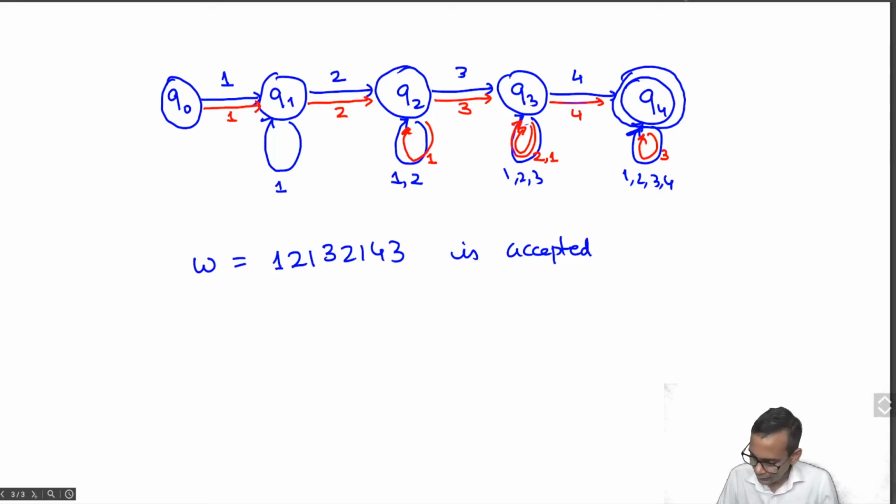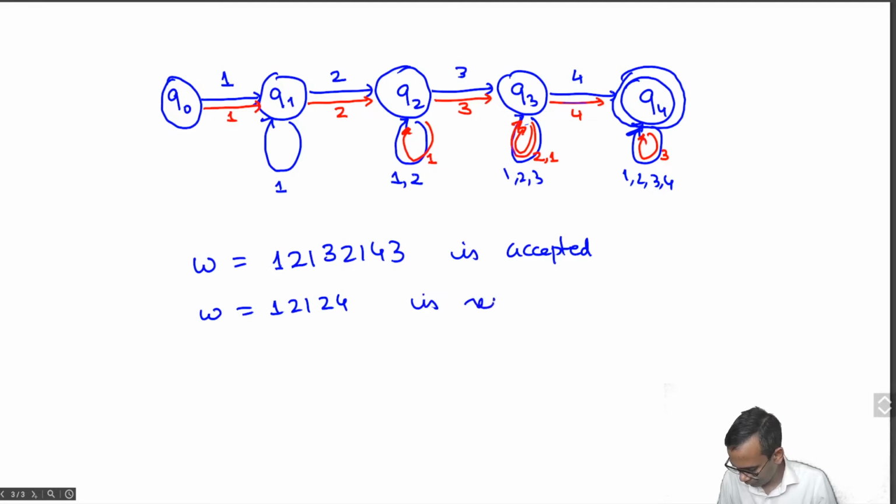On the other hand, W equals 1, 2, 1, 2, 4 is rejected because you do 1 and then 2, 1 you end up here, and 4 there's no out edge from Q2 going to 4. So this is rejected, or rather let's say not accepted.